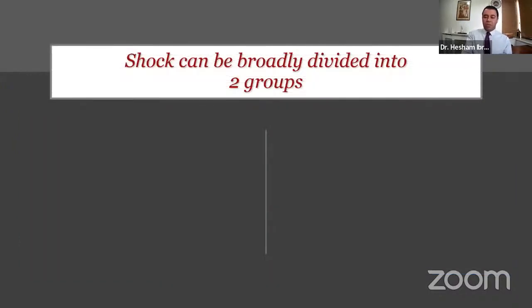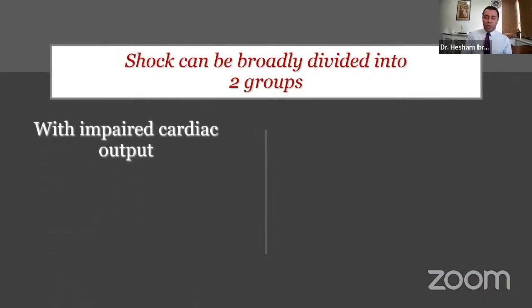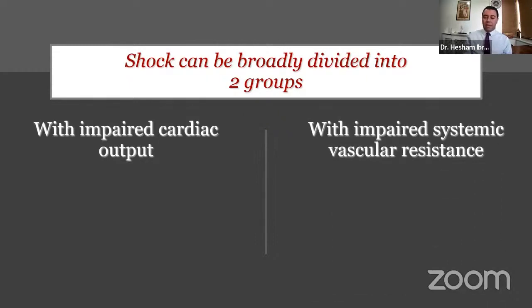So shock can be broadly divided into two big groups. The first group is shock with an impaired cardiac output. So the heart itself is not pumping enough blood peripherally. Or it can be with an impaired systemic vascular resistance. So the heart is pumping enough blood, but actually because there is a significant vasodilation, the whole circulation is just pulled peripherally away from the heart.